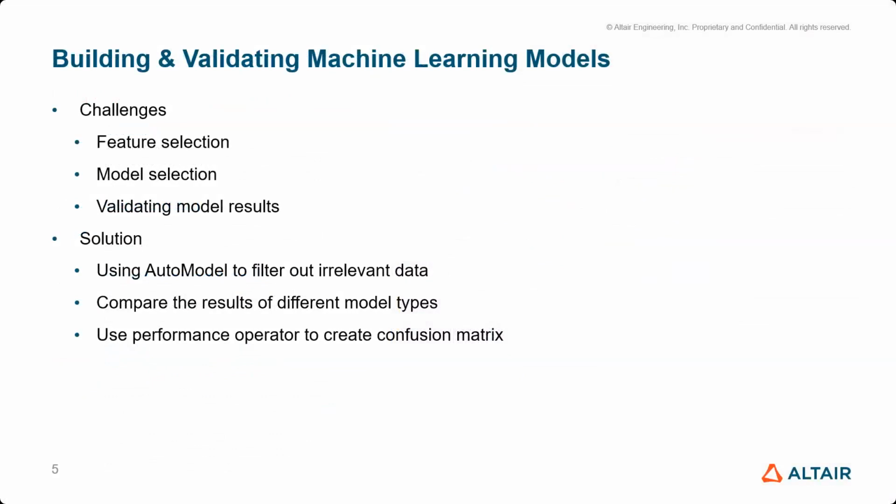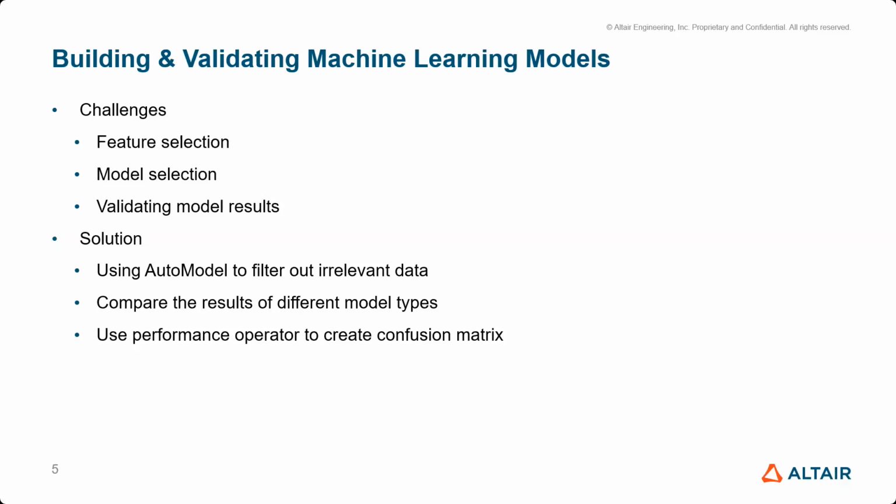So today we're going to go over building and validating machine learning models in AI Studio. One of the challenges that people can face is feature selection. Sometimes it can be difficult to know which variables in a data set are worth including and which ones could hurt results. It can also be hard to figure out which model is going to be the best for the problem you're trying to solve. And validating model results can also be a challenge because some people might not be sure if the model is actually giving them good results before inputting any new data into it.